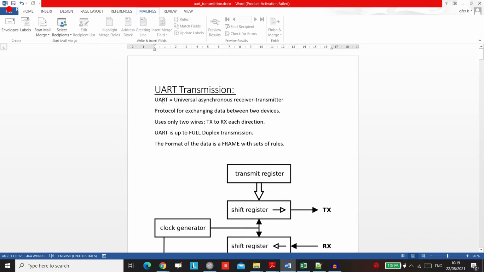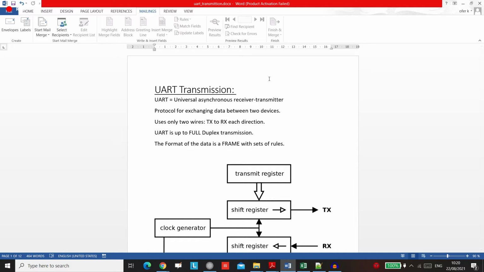So let's start. A UART is a universal asynchronous receiver transmitter. It's a serial communication, a very old one. The protocol is used for exchanging data between two devices. It uses only two wires, TX and RX, one for each direction. To make them communicate with each other, we need only two wires, one in each direction.